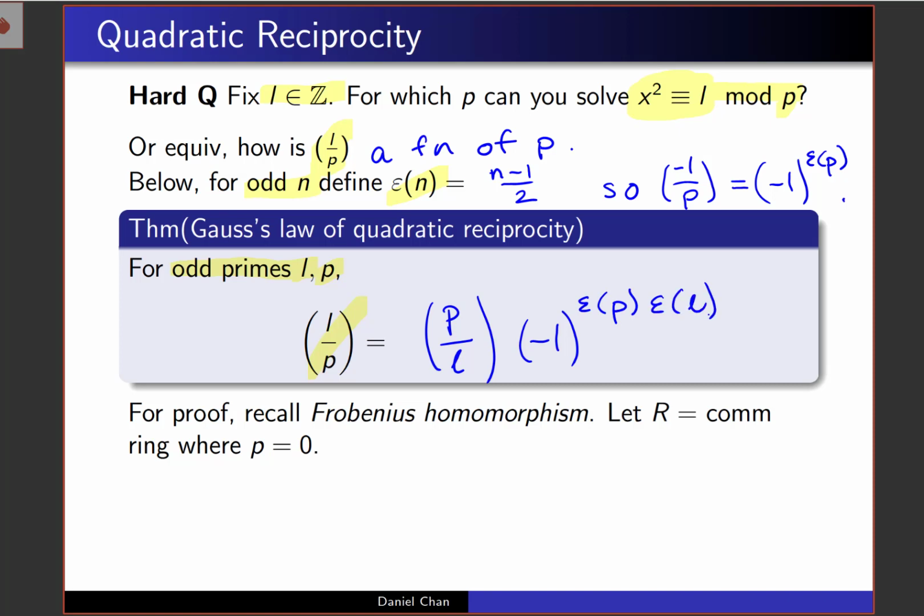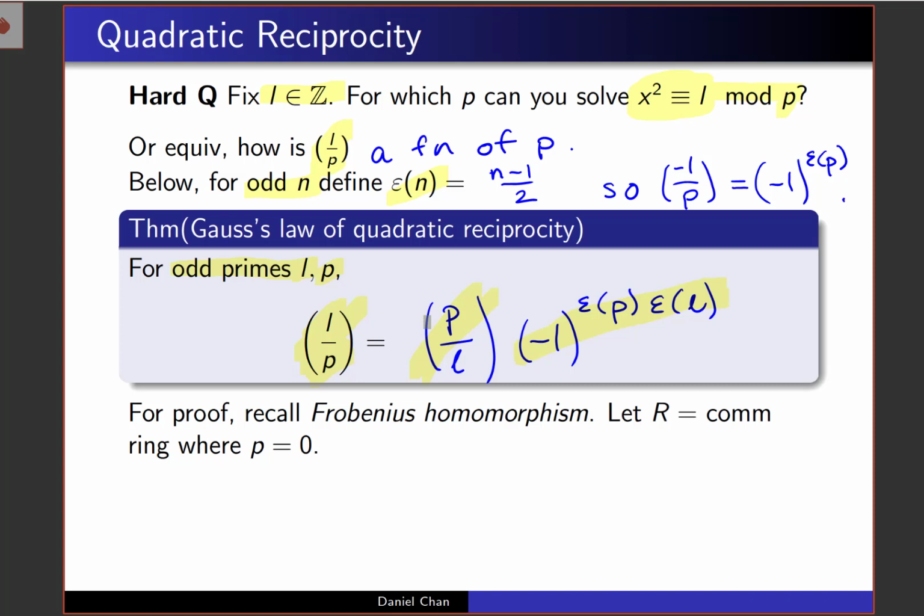This number on the right here is quite easy to calculate. Epsilon P is quite easy to calculate. You just subtract 1 from P and L, these odd primes, and divide by 2, and you multiply those two. So that's going to be plus or minus 1, easy to calculate. And the point is, if we're thinking of this as fixed L and as a function of P, you've related it to this easy quantity and to this quantity where you've swapped the roles of P and L.